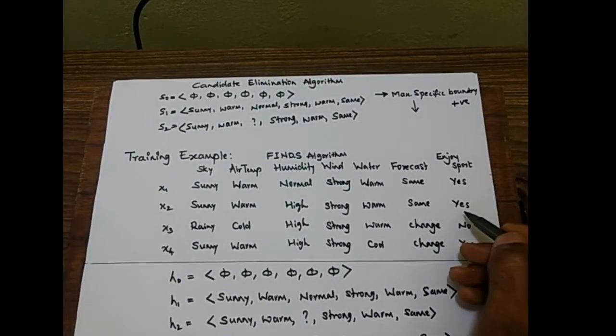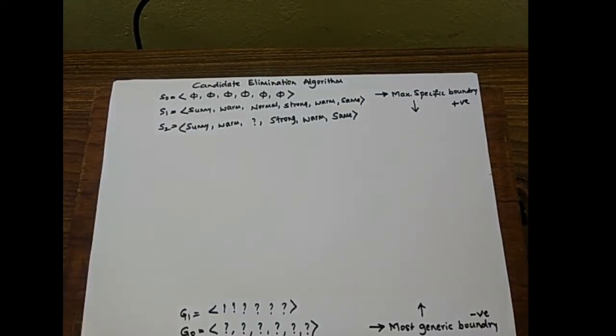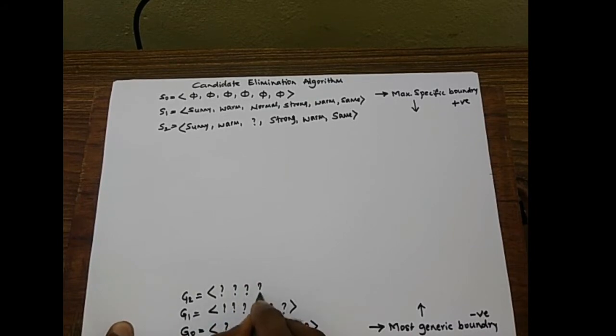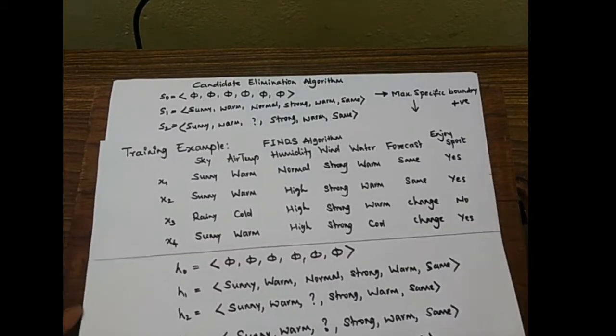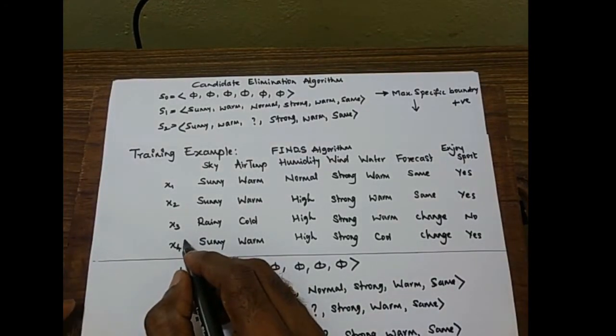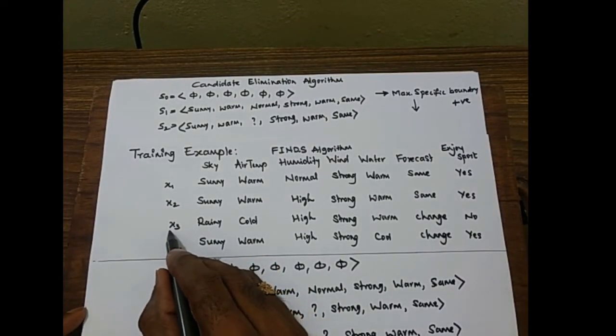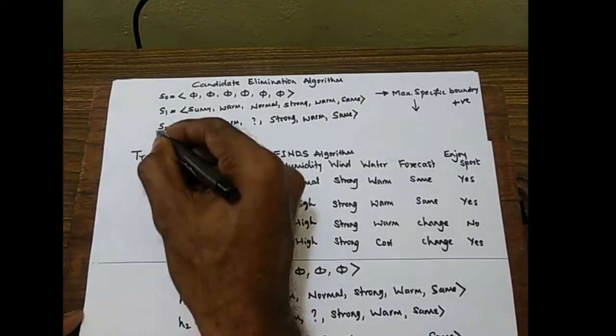X2 is a positive training sample, hence there won't be any effect on G2 from X2. So again 6 question marks will remain here. Let us go for the next one. Next we have got X3. X3 needs to be compared with S2.